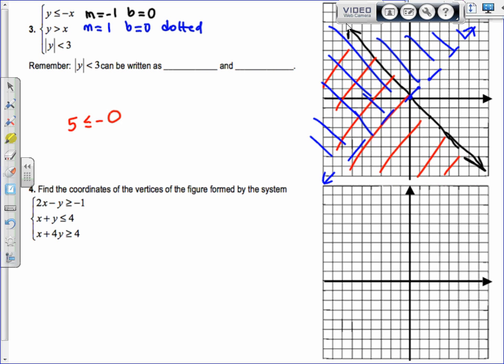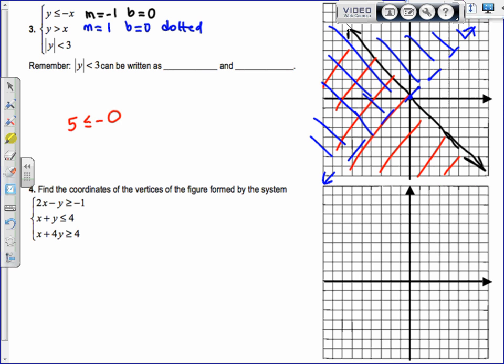Okay, now the last thing, when you see absolute values, you guys are probably thinking it's a V shape. So that was only when y was equal to or less than or equal to or whatever the absolute value of x. This is just a number. Absolute value of y is less than 3. That's not going to be a V shape.